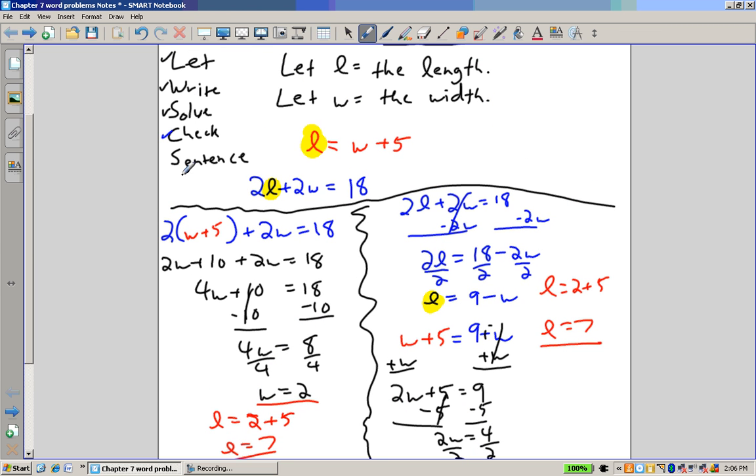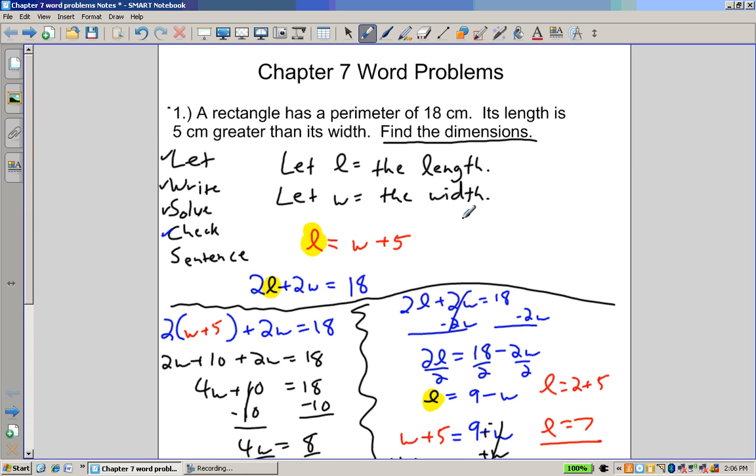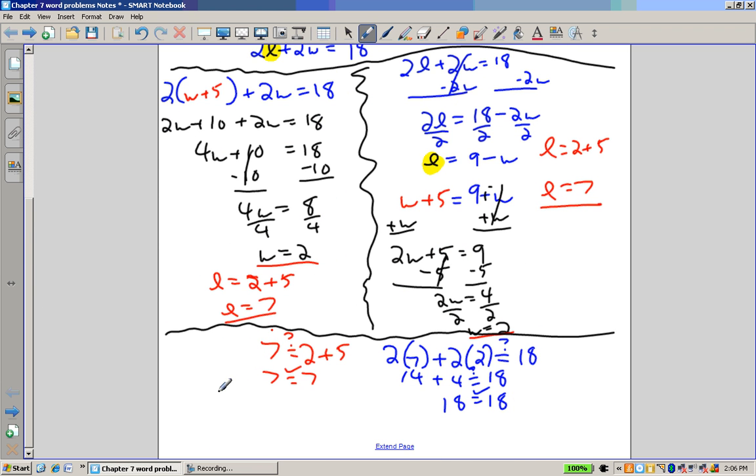We've checked it. And now we want to write a sentence. Now, let's make sure that we're answering the question. This should be conversational. Find the dimensions. Well, if I were saying in a conversation, I could say the dimensions are. You want to answer in a complete sentence and explain from the problem what's happening. So they say find the dimensions. So I'm going to say, okay, the dimensions are.